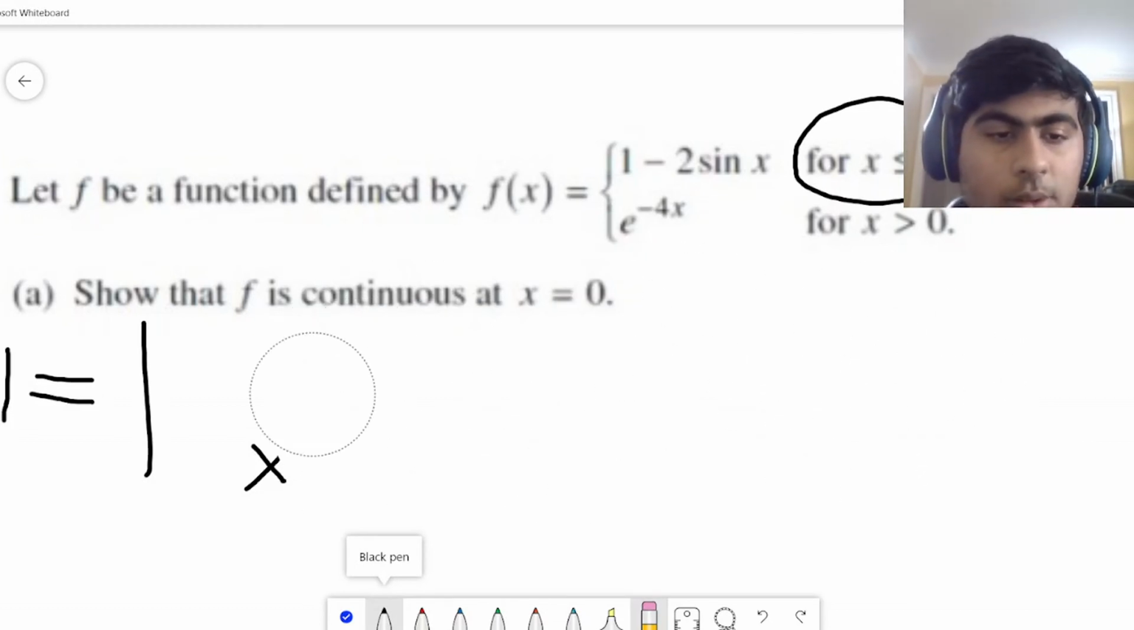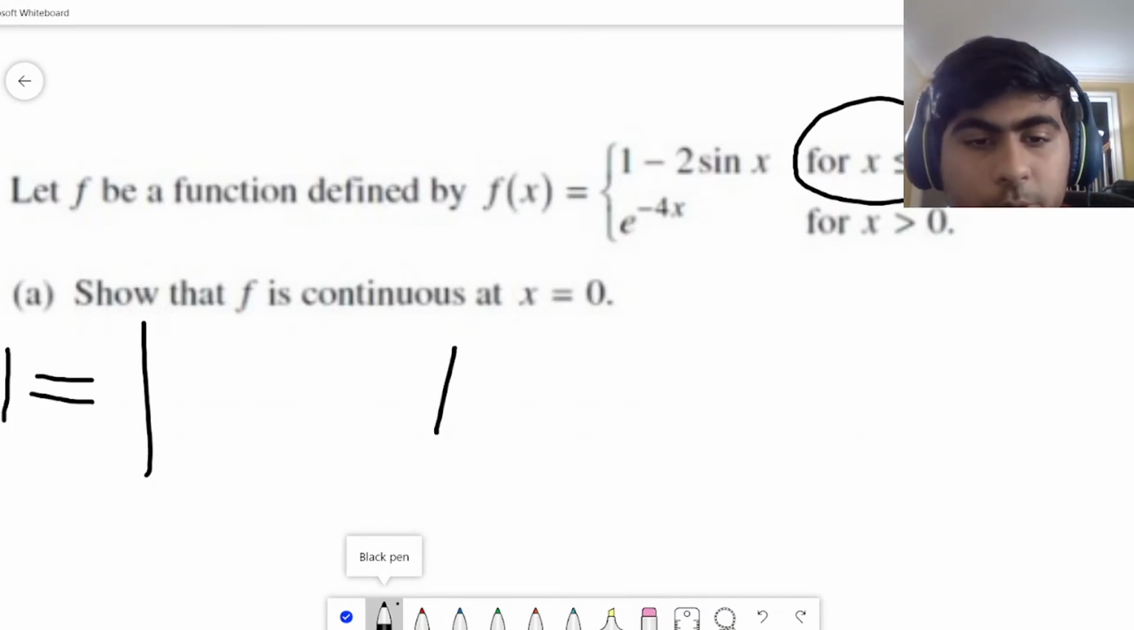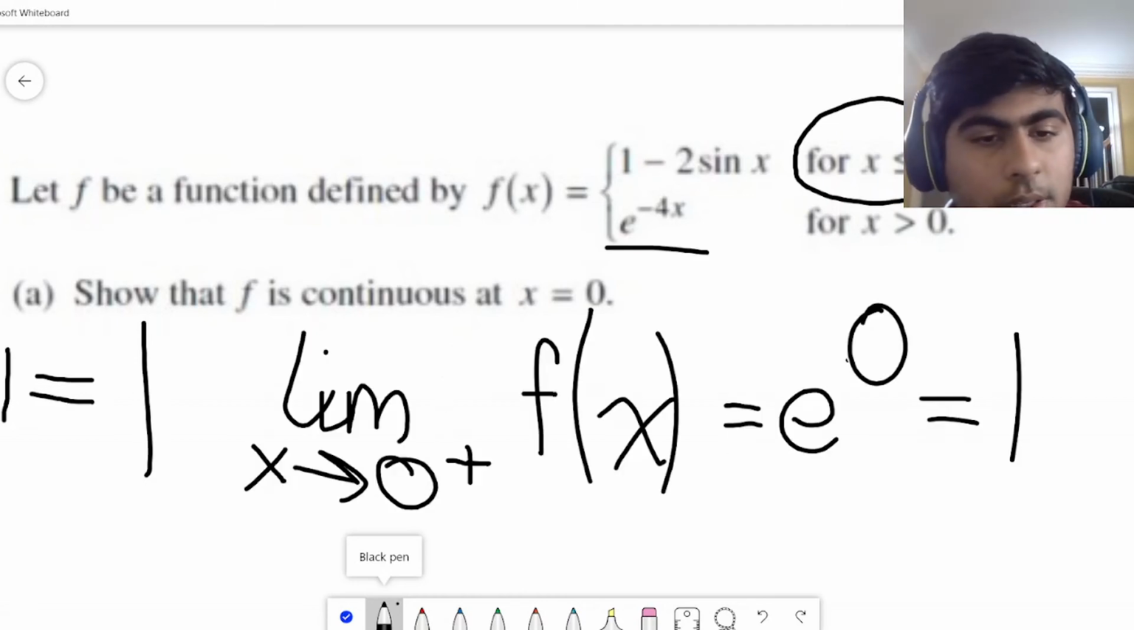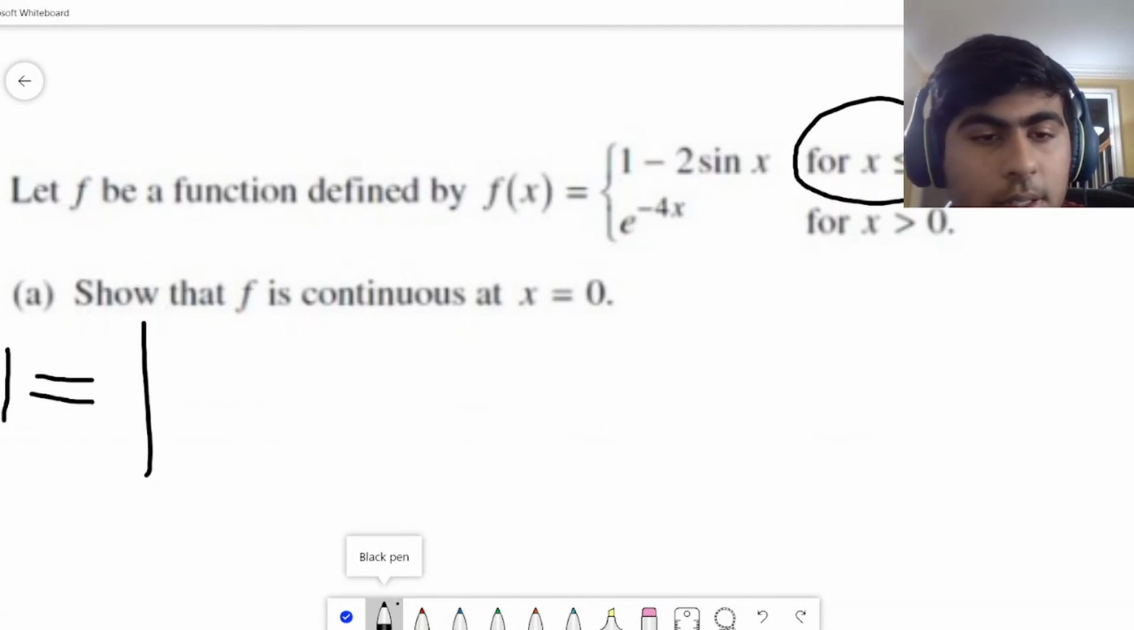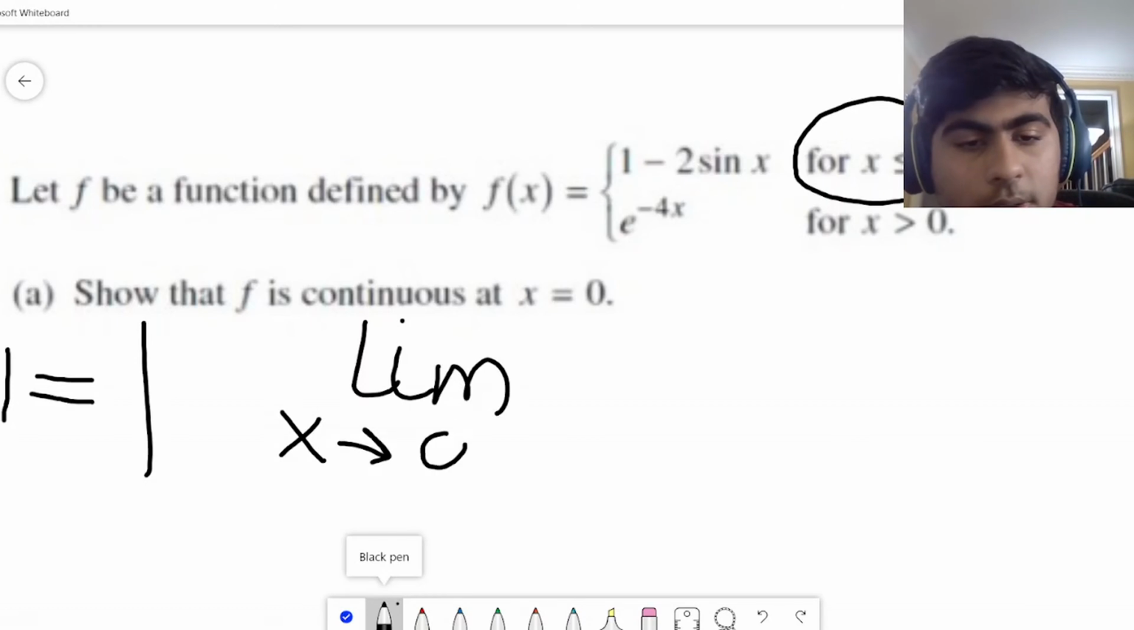It's 1 equals 1. Right? So the limit is 1. The value of this function that we calculated is also 1. Right? And you can write this as, don't just try 1 equals 1. Write it as a limit. I mean, if you really want to cover all your bases, you can write it like this.